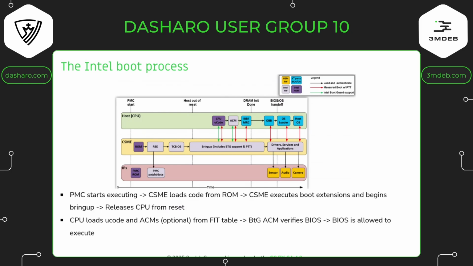CSME maps the ROM boot extensions partition from SPI flash, then the ROM boot extensions, or RBE, verify and load the CSME OS, perform anti-rollback checking, and initialize the secure components. Then RBE initiates the bring up phase. Bring up phase initializes services, and then the CPU is finally released from reset. And the CPU starts with loading microcode from the FIT table. It's worth noting that this happens before the BIOS code has even had a chance to start executing. Then, if Boot Guard is supported, the CPU loads the Boot Guard ACM from the firmware interface table, which enforces BIOS verification, and then the BIOS is allowed to run. So you can see that there are a lot of steps between powering on and when the BIOS even starts executing.